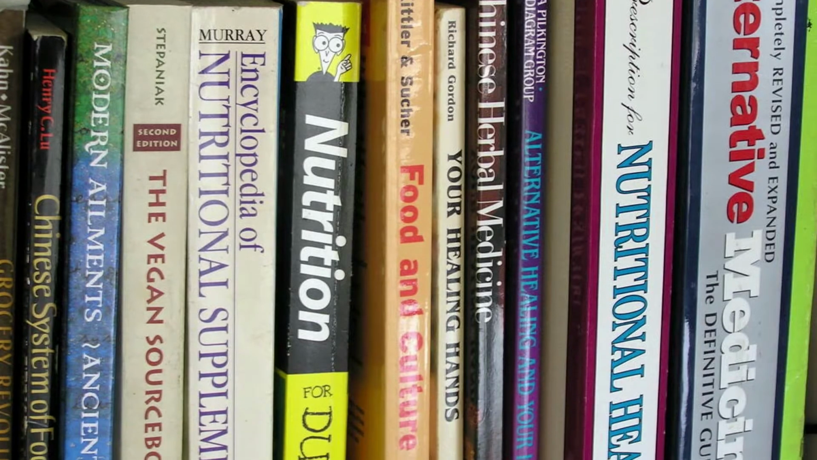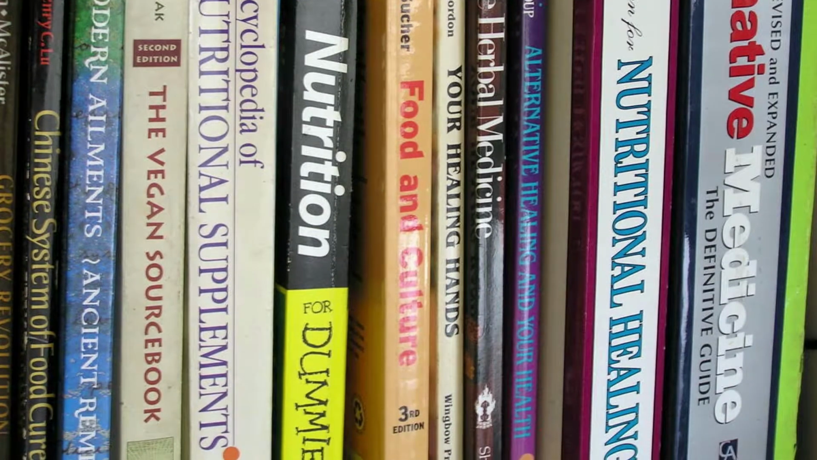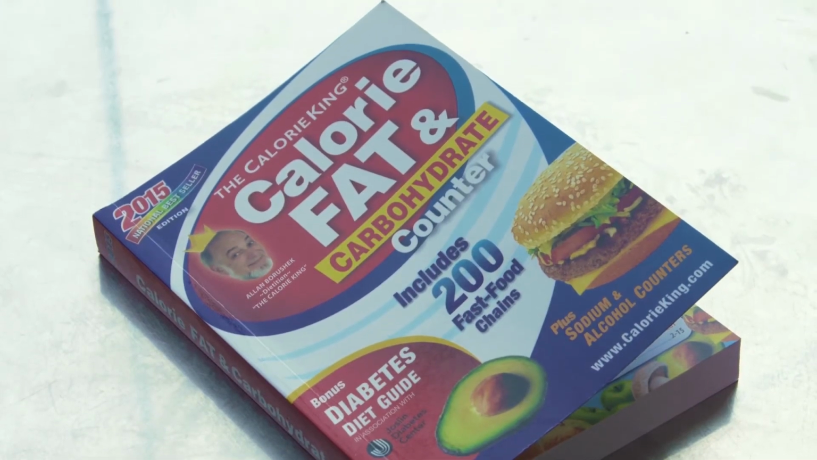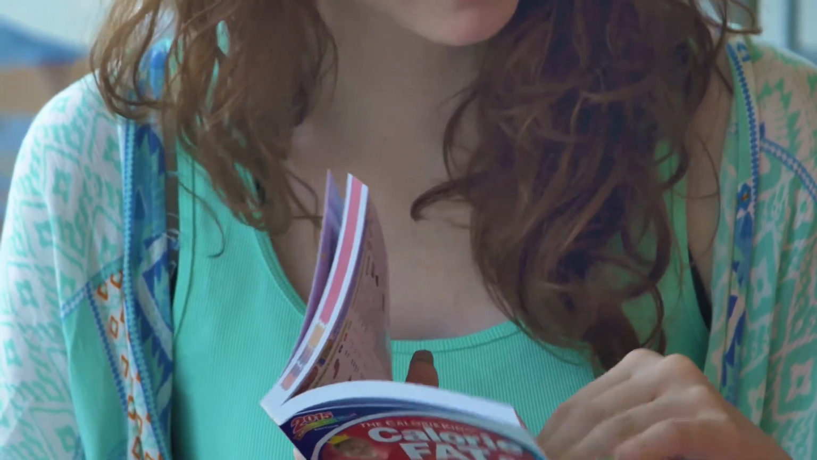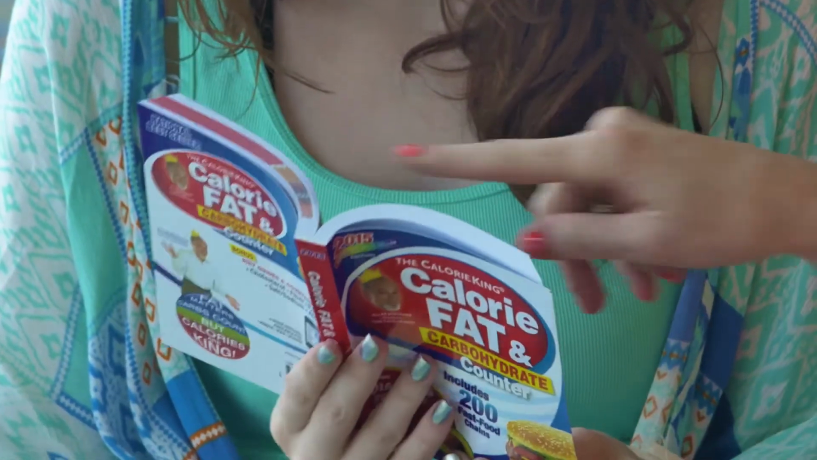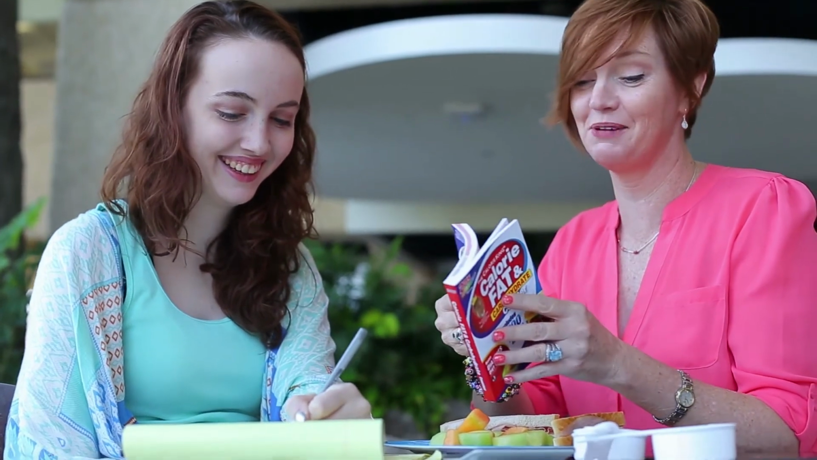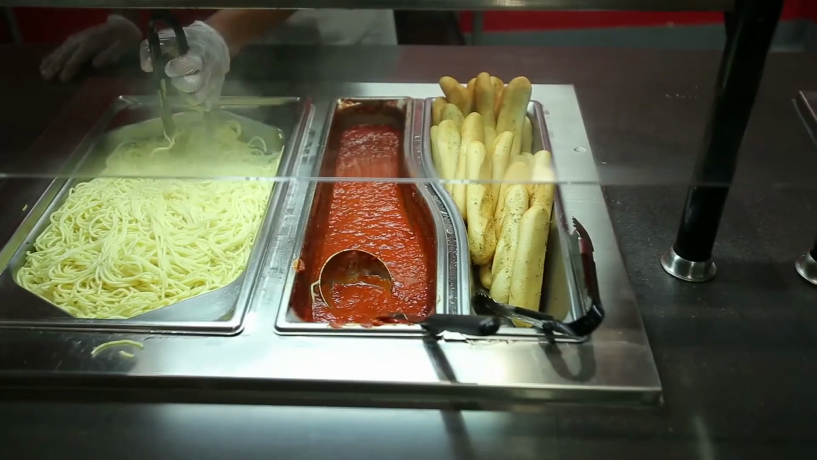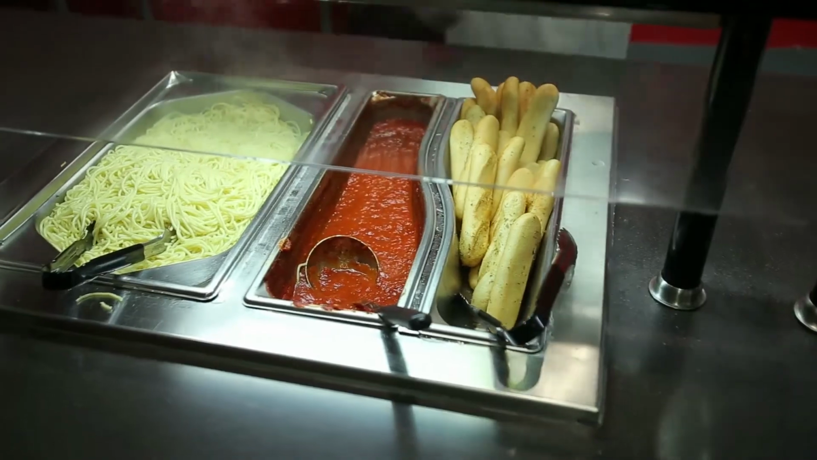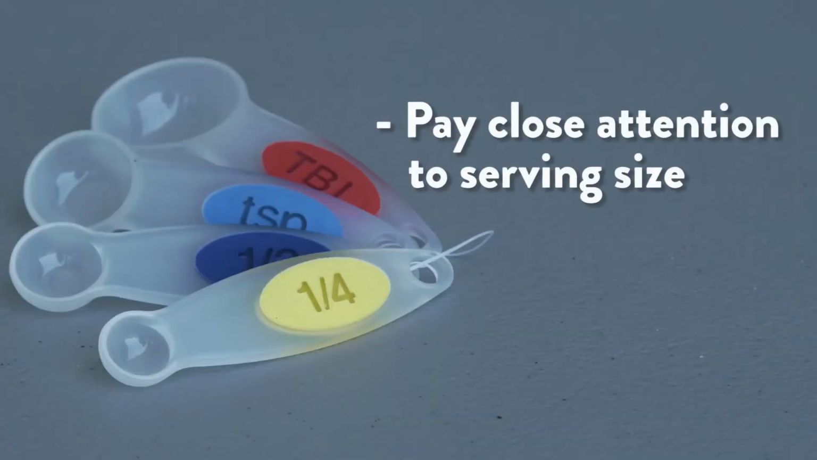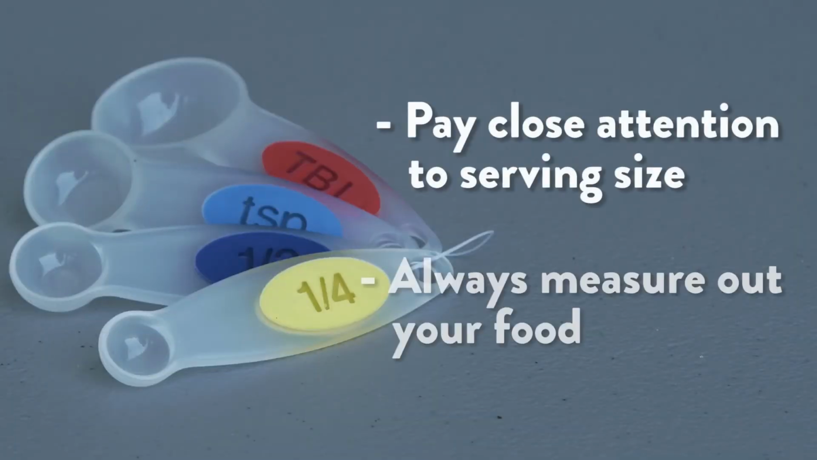Lastly, there are many books that list nutrition facts for foods. Your dietitian will provide you with one of these books during your inpatient stay. This book is what you will use to look up foods that do not have a food label, whether it comes from a restaurant or homemade from someone's house. Remember, no matter what method you use to look up carbohydrates, be sure to pay close attention to serving size. Also, make sure you always measure out your food.